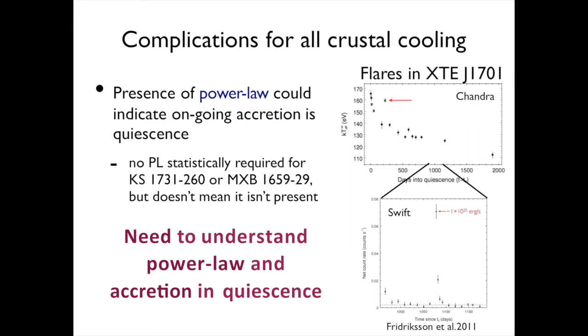Later here, once we started getting further monitoring, again, you see another burst happening, another increase, a rapid flare happening in the quiescent flux. So what do we think is going on here? We actually think this is material making its way down onto the neutron star surface and accreting, right? So the question then is, how does this actually affect the crustal cooling that we observe, right? And so we really need to understand the power law and how accretion happens in quiescence to better understand any systematic effects it will have on modeling the crust.